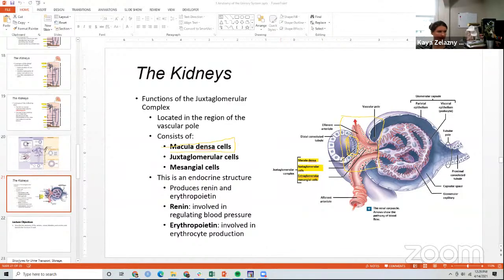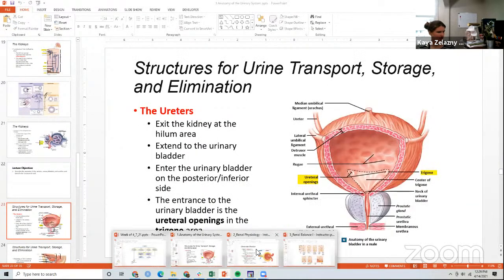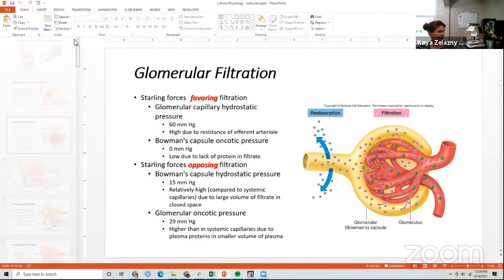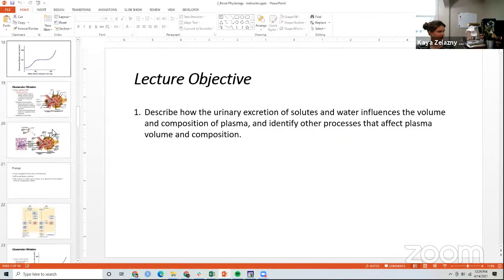We then have the juxtaglomerular cells themselves, which are kind of here in the middle. We also have mesangial cells, which are involved in kind of regulating GFR. So all three of these are considered part of the juxtaglomerular complex, and I'm just going to kind of show you where they come back to us later on. So one is for our regulation of GFR. I think that's here. There we go.